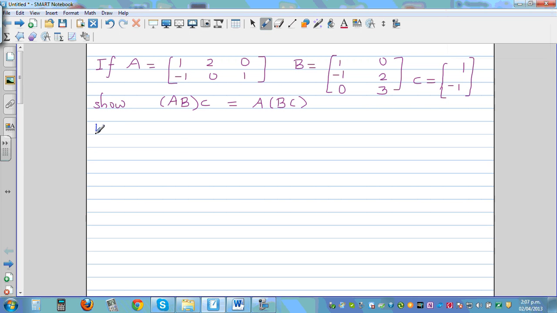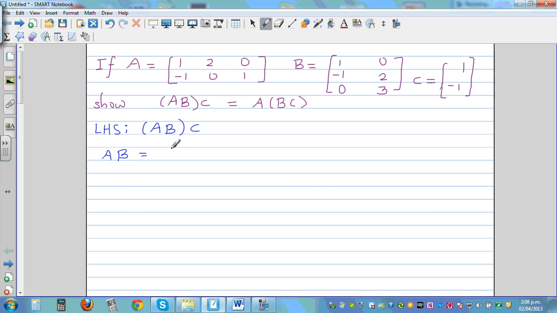The left-hand side is A times BC. So we want to multiply the matrix. Sorry, it's AB times C. The left-hand side is AB times C. So first let's do AB. So what is AB? You have to multiply matrix A and B.